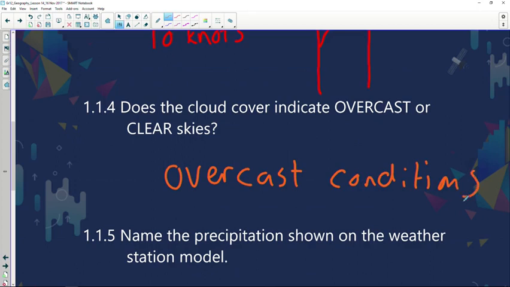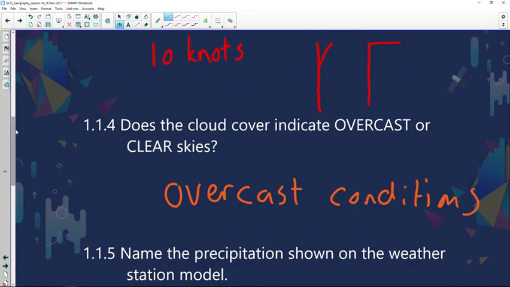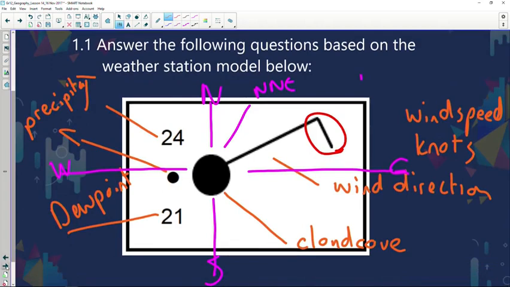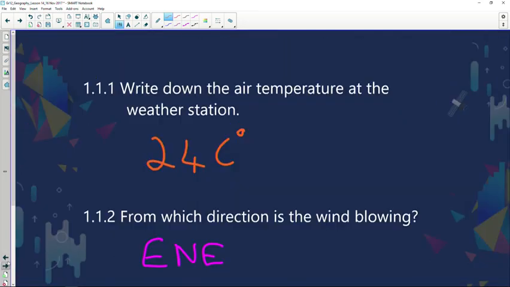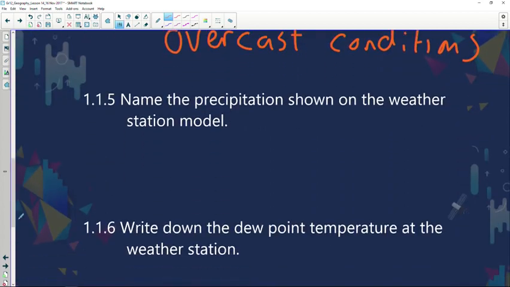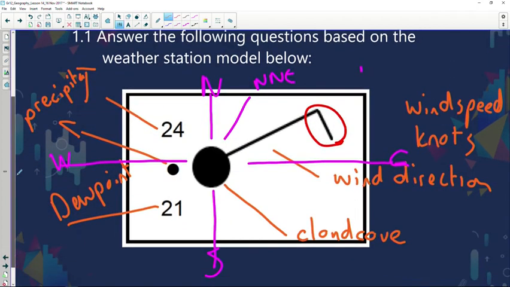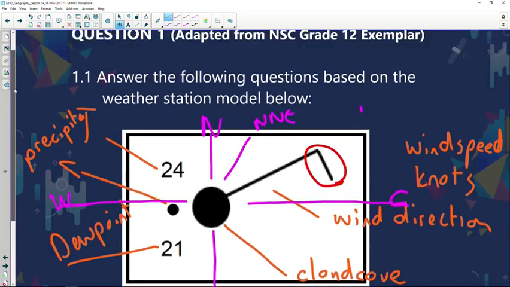Name the precipitation shown on the weather station model. Where do they show the precipitation? Over there, and that small black dot represents rain. Now, 1.1.6, write down the dew point temperature at the weather station. If you look at the weather station, it's 21 degrees Celsius.